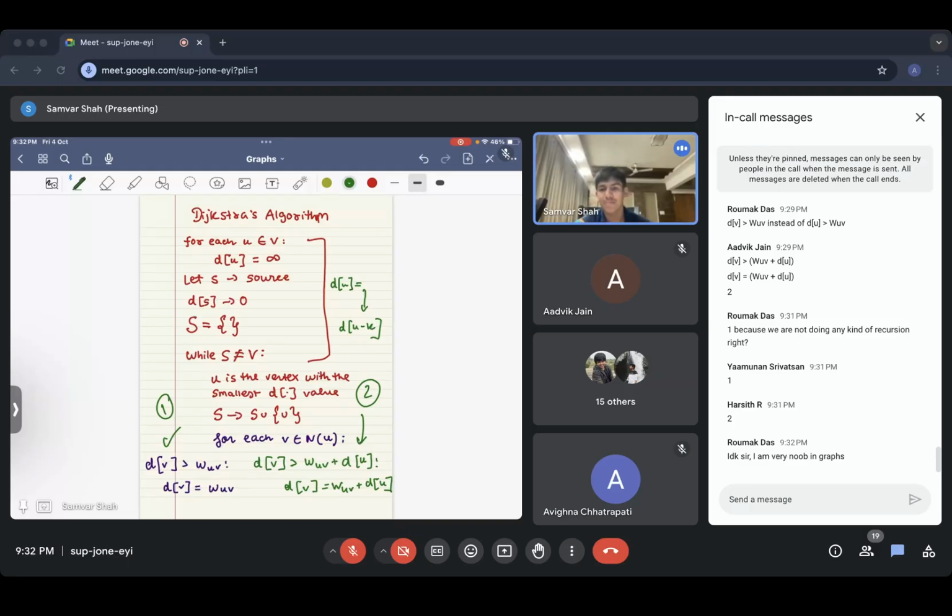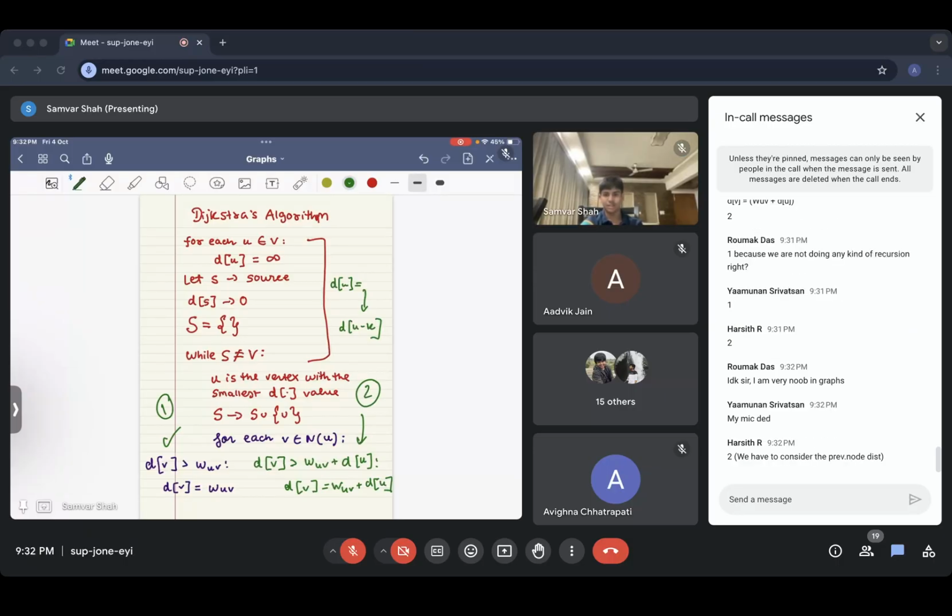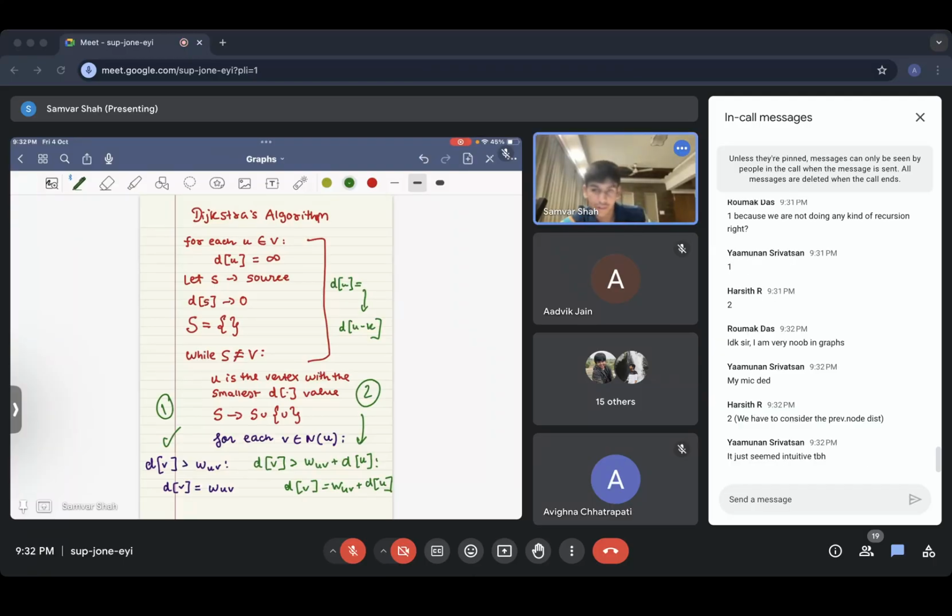Okay, so someone who said 1, can you explain your reasoning? Who said 1? Yamunan, go on. Okay, then maybe we can have someone who says 2. Okay, it just seemed intuitive. Yeah, it seems simple, but some people seem fixated on the fact that it's 2. So, Harshit, you can explain why you think it's option number 2.